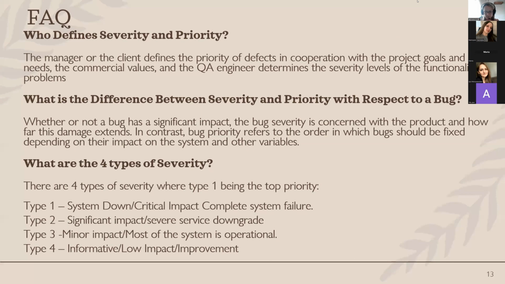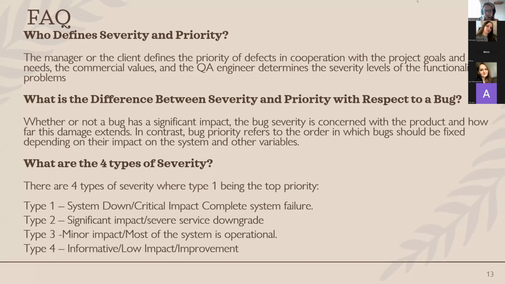And some FAQ questions to remember the whole presentation. Who defines severity and priority? The manager or a client defines the priority of defects in cooperation with the product goals and needs, and the commercial values. And the QA engineer determines the severity levels of the functionality problems.